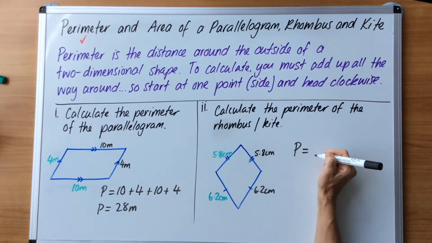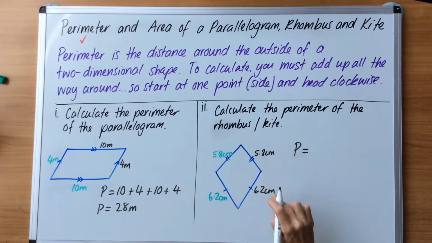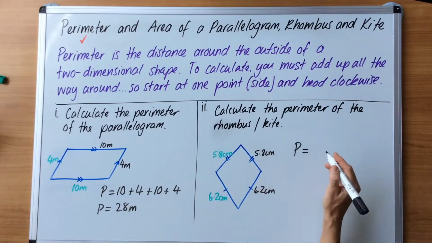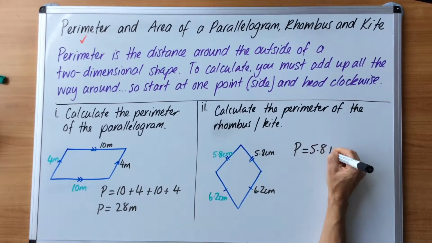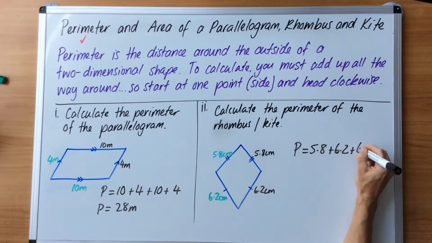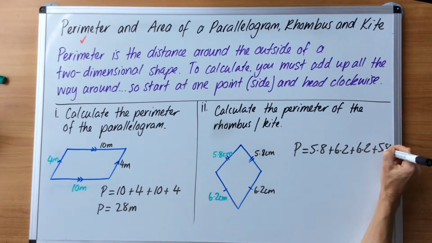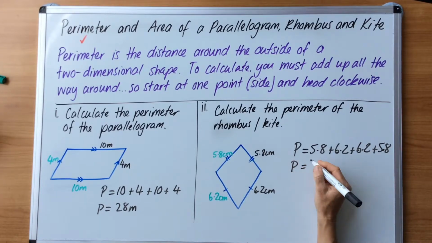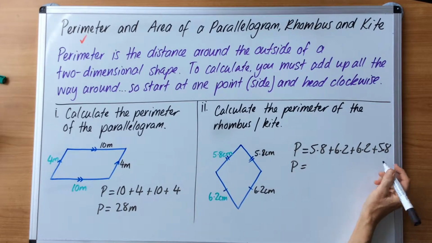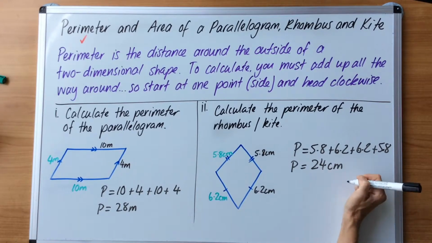So we start P equals, and P means perimeter, and I'm going to pick a point and add up all the way around. So I'm going to start here, 5.8 plus 6.2 plus 6.2 plus 5.8, and I punch that all into my calculator and add it up, and it comes to 24, and the units are centimeters.